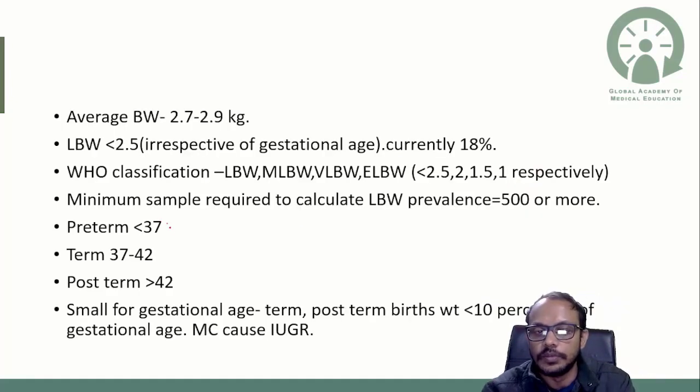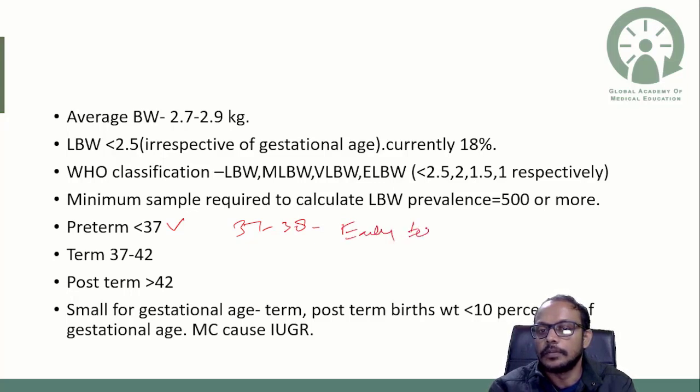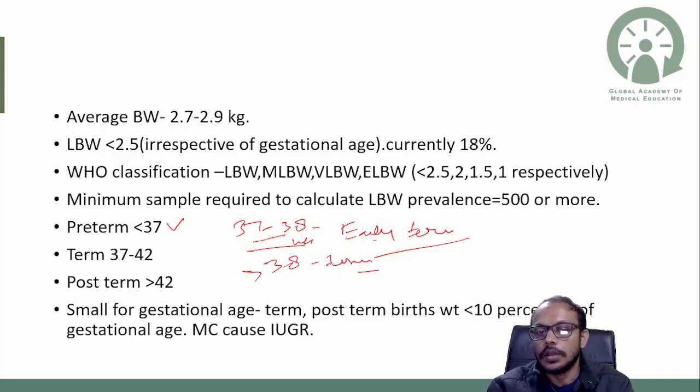So preterm is before 37 weeks, 37 to 38 weeks sometimes it is called early term. Okay, this 37 to 38 weeks is called early term. Some books call 38 weeks onward term. Okay, and 37 to 38 is called early term, but 37 to 42 is term, 42 is post term, and less than 37 is preterm.